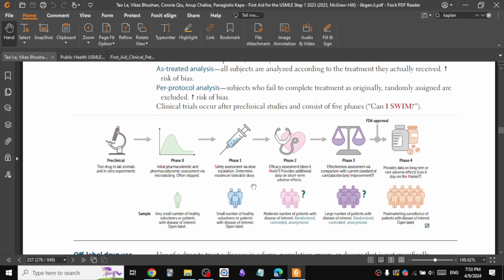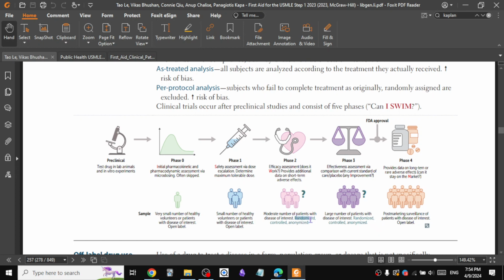How does it interact with different ethnic backgrounds, different racial backgrounds, or different age groups, different genders? How does it work? This is what you do in phase 2. Efficacy assessment provides additional data on short term and adverse effects.